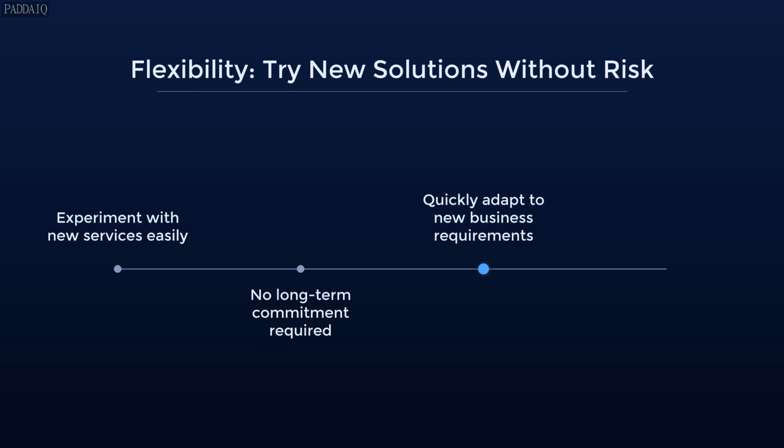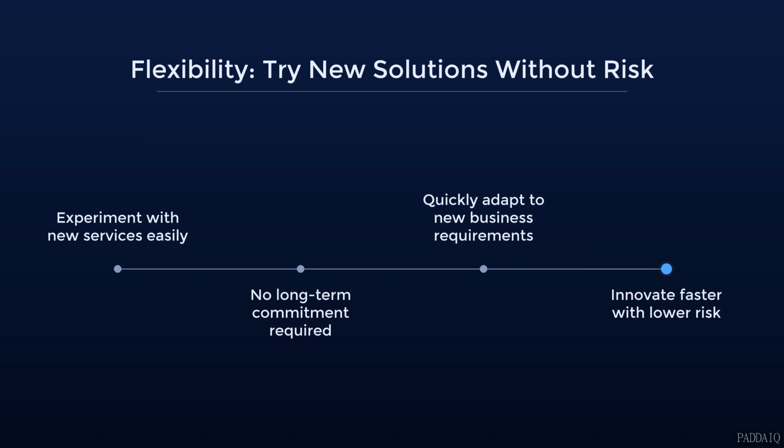Quickly adapt to new business requirements. This means you can easily change or build new applications in response to market shifts. For instance, if a retailer needs a rapid curbside pickup app, it can be developed and deployed on BTP in days, not months. This agility ensures your business stays competitive and responsive.